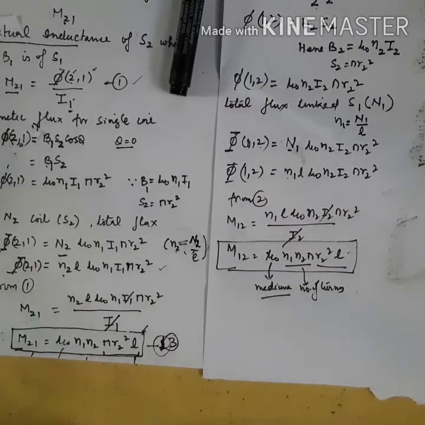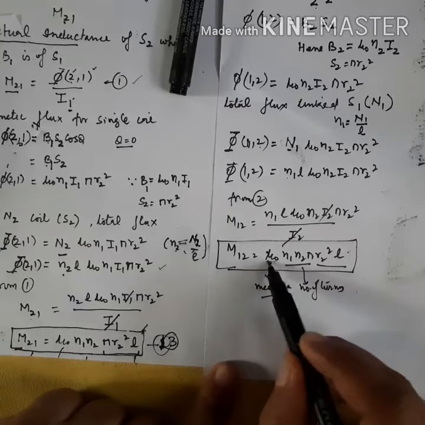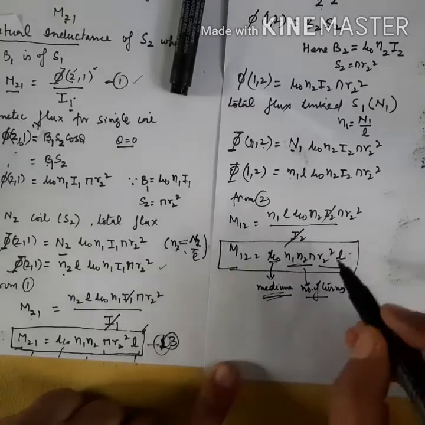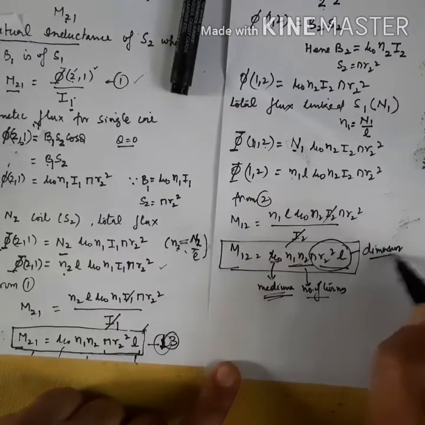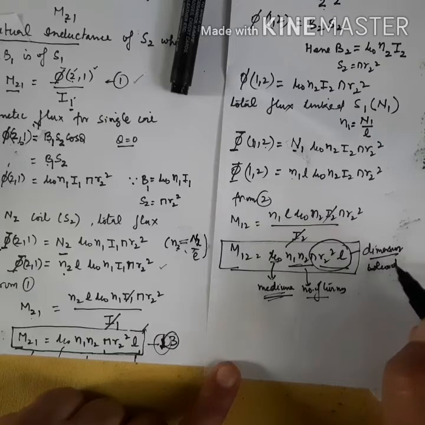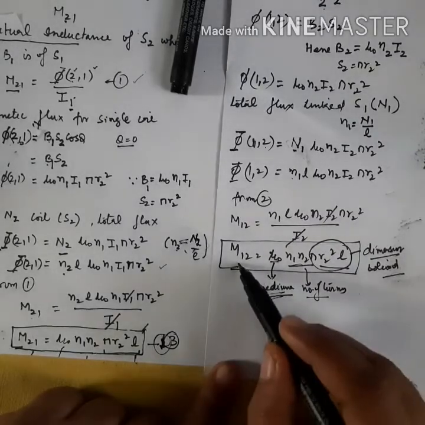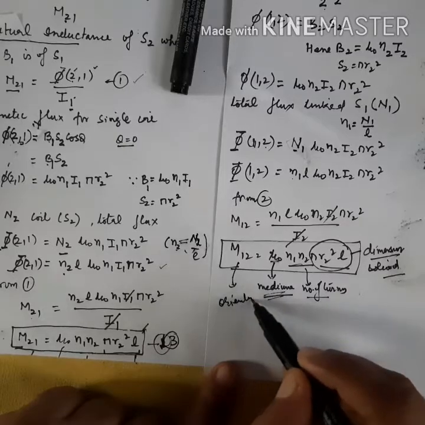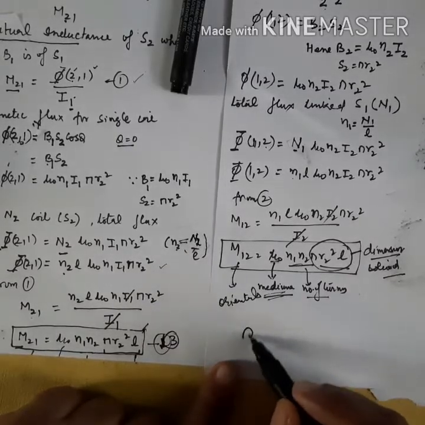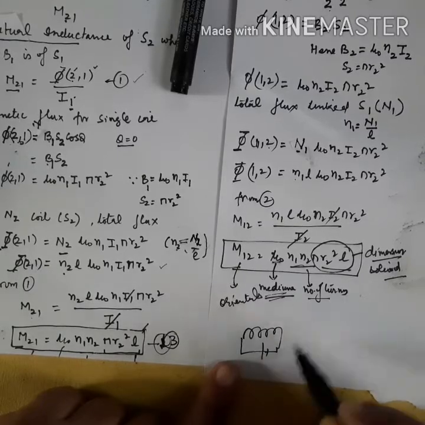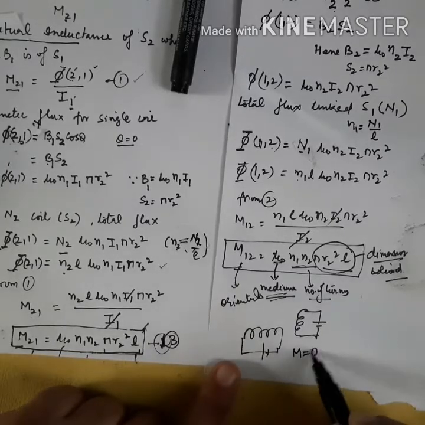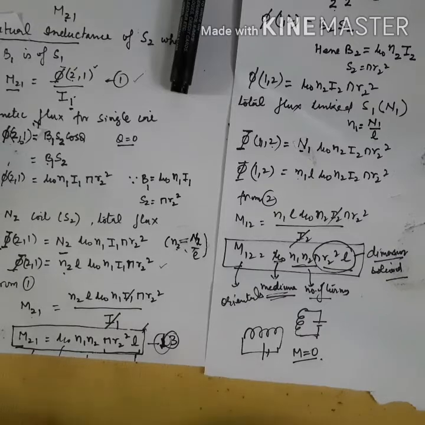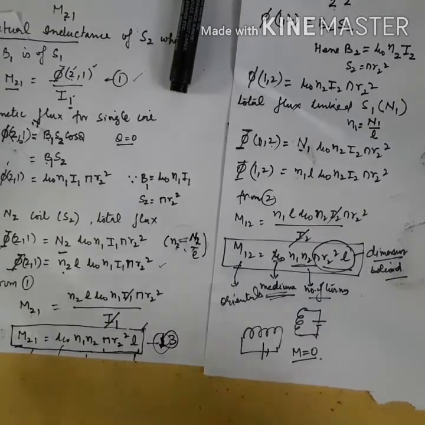Now I want to know on which factors the mutual inductance depends. The mutual inductance depends upon, first, mu naught, that is the medium; the number of turns; and this term is what? Radius and length, that is the dimensions of the solenoid or coils. And one more factor: the mutual inductance depends upon the orientation of the solenoids. If the two solenoids are placed perpendicular to each other, then the mutual inductance in this case is equal to 0, as there is no flux linkage of one with respect to the second.